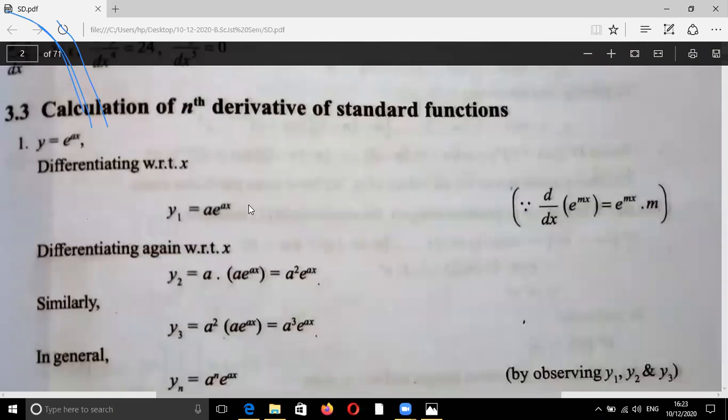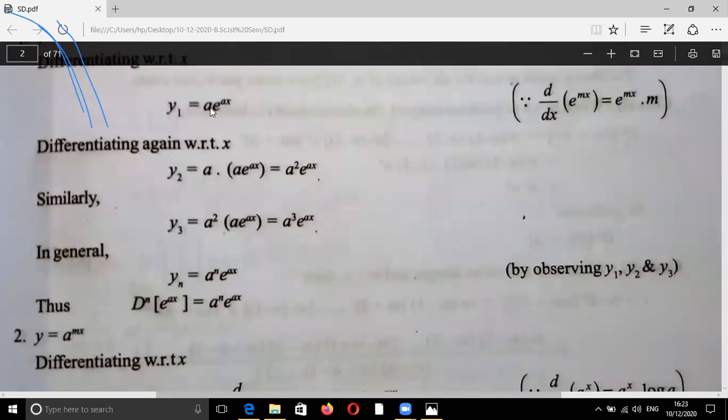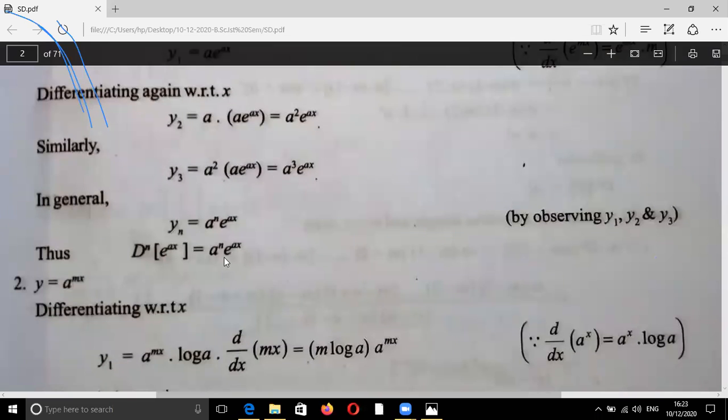Now you have got from y, y1, y2, y3. Here a to the power nothing is there, which you can write as a to the power 1. Here y1 is there, so you get a to the power 1 e to the power ax. Similarly y2 gives a square e to the power ax. Y3 means a cube. Suppose you replace 3 by n, how much do you get? You see yn equal to a to the power n into e to the power ax. Now what did you get? By observing y1, y2 and y3, you get yn equal to so and so. The nth derivative of e to the power ax equal to a to the power n e to the power ax. Okay. Now this is the nth derivative.